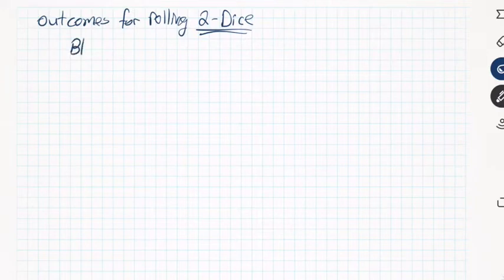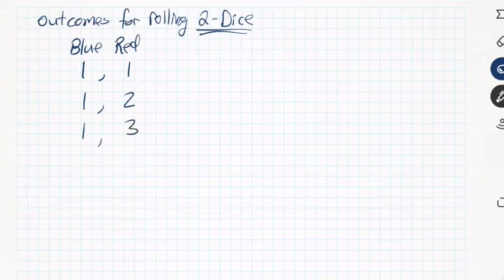So for the blue die and the red, I'm going to just create a column for them. And if the blue die lands on a 1, the red one could also land on a 1. The blue die could land on a 1, and the red die could land on a 2. The blue one, a 1, 3.